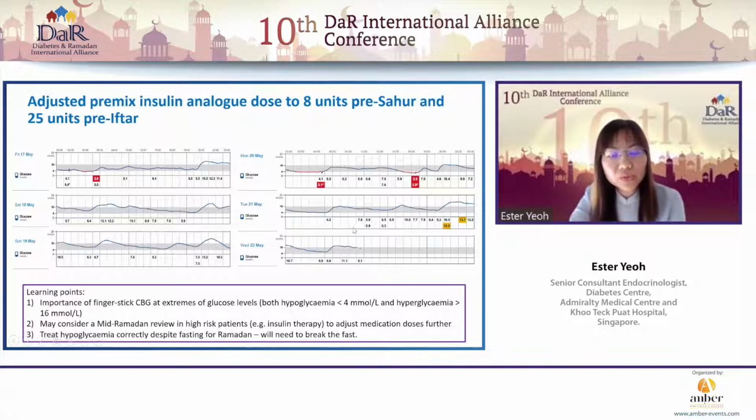So it's important to always check capillary blood glucose, extremes of blood glucose, and perhaps for the healthcare professionals to consider a mid-Ramadan review in high-risk patients, especially those on insulin therapy, to adjust medication doses further, and always to counsel to treat hypoglycemia correctly despite fasting for Ramadan, and to reinforce the need to break the fast so that they do not go into severe hypoglycemia.